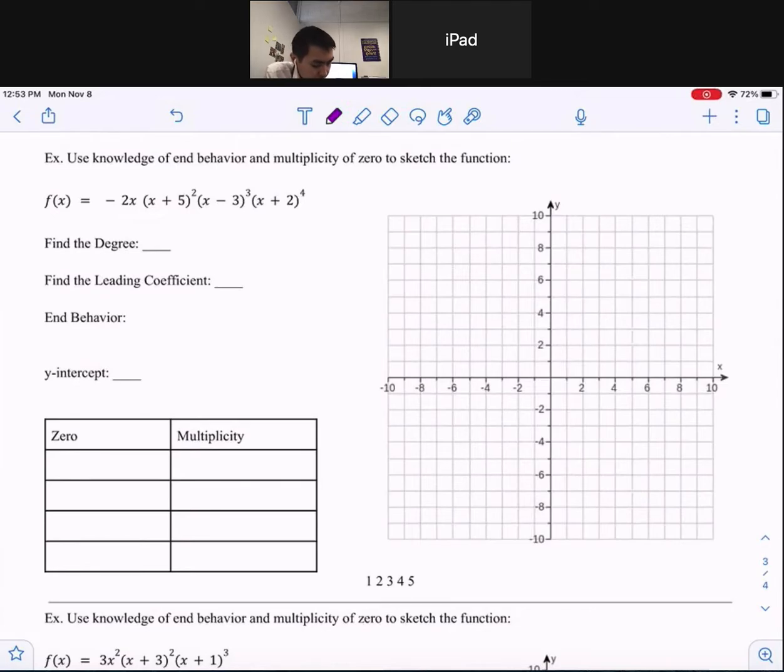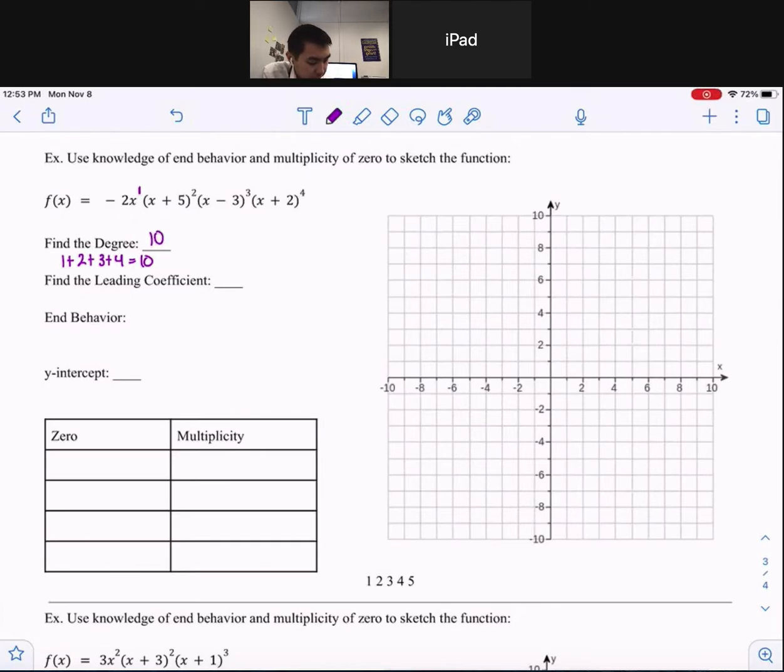So for this one, let's get our degrees. So that's a degree of 1. So add all your factors' degrees. 1 plus 2 plus 3 plus 4. This will give us our highest degree. So it's 10.